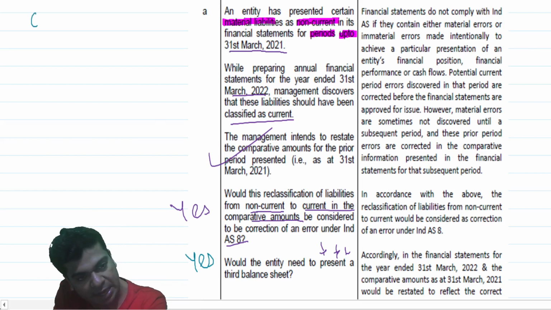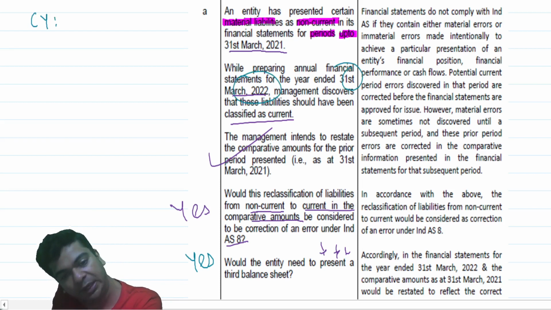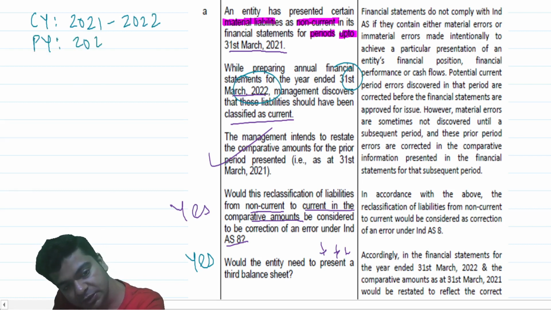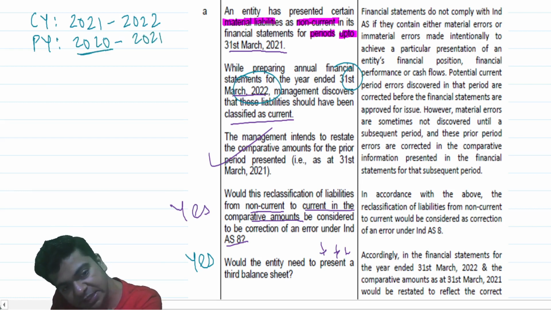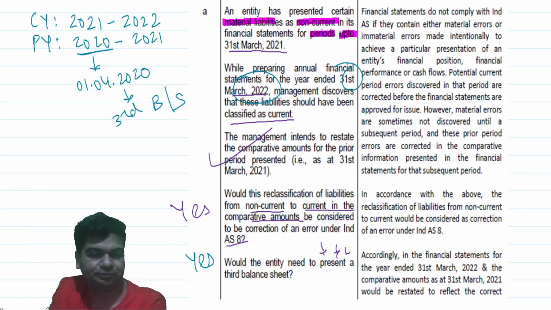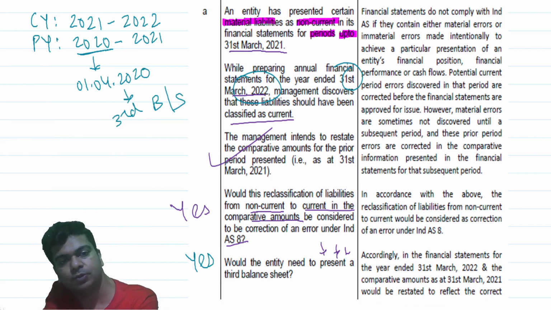Okay. I'm writing in short. CY will stand for current year. You are finalizing for 31st March 2022. That means the current year is 2021-22. That means the previous year is 2020-21, right? The previous year begins on 1st April 2020. This is the date on which we should prepare our third balance sheet. Okay. Let's see the response.